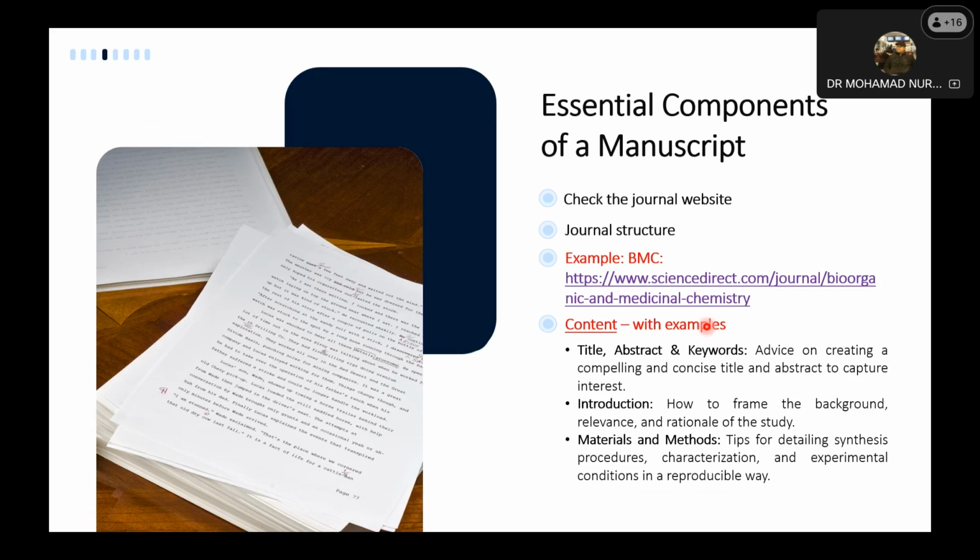Materials and methods. Normally, materials and methods in our team are quite structured. So don't worry too much about this one. Maybe you have to change some wording because sometimes the plagiarism software can detect similarities. Okay. So it covers tips on detailing the synthesis procedure, for example, who is doing synthesis, characterization, which is very important, especially if you are doing natural products, and experimental conditions in a reproducible way. Okay, so it means anybody can refer to our paper, check the procedures again, and repeat the experiments.